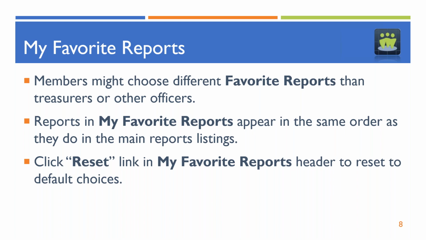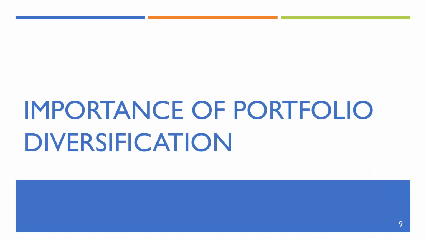There is a reset link that you can click on the reports page in the My Favorite Reports header, and that will reset to the defaults. We have a few reports that we've pre-selected as defaults for new users, and so the reset link will go back to those default choices. So this is just a little feature enhancement that we think will help make it a little easier to navigate as we continue to add reports and functionality to the My iClub website.